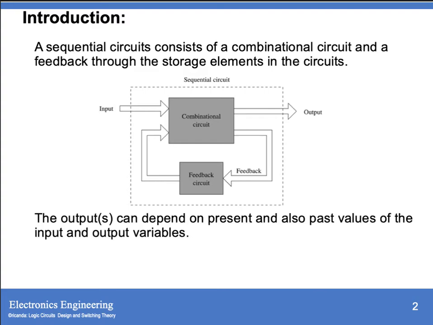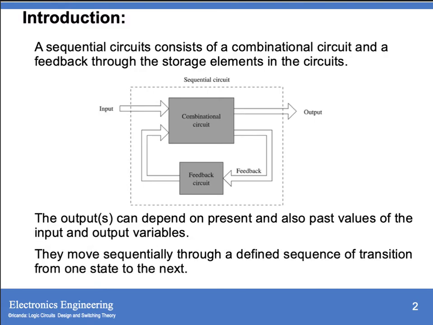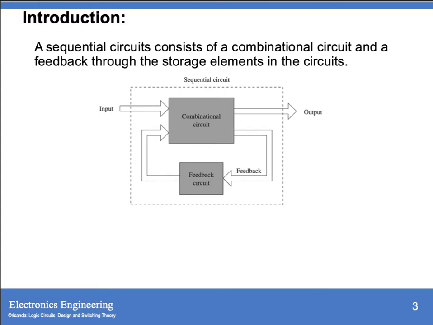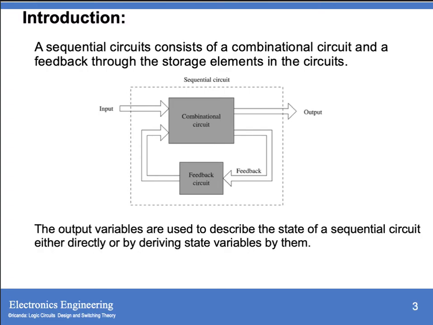The outputs can depend on present and also past values of the input and output variables. Then these outputs move sequentially through a defined sequence of transitions from one state to the next. These output variables are used to describe the state of the sequential circuit, either directly or by deriving state variables for them.